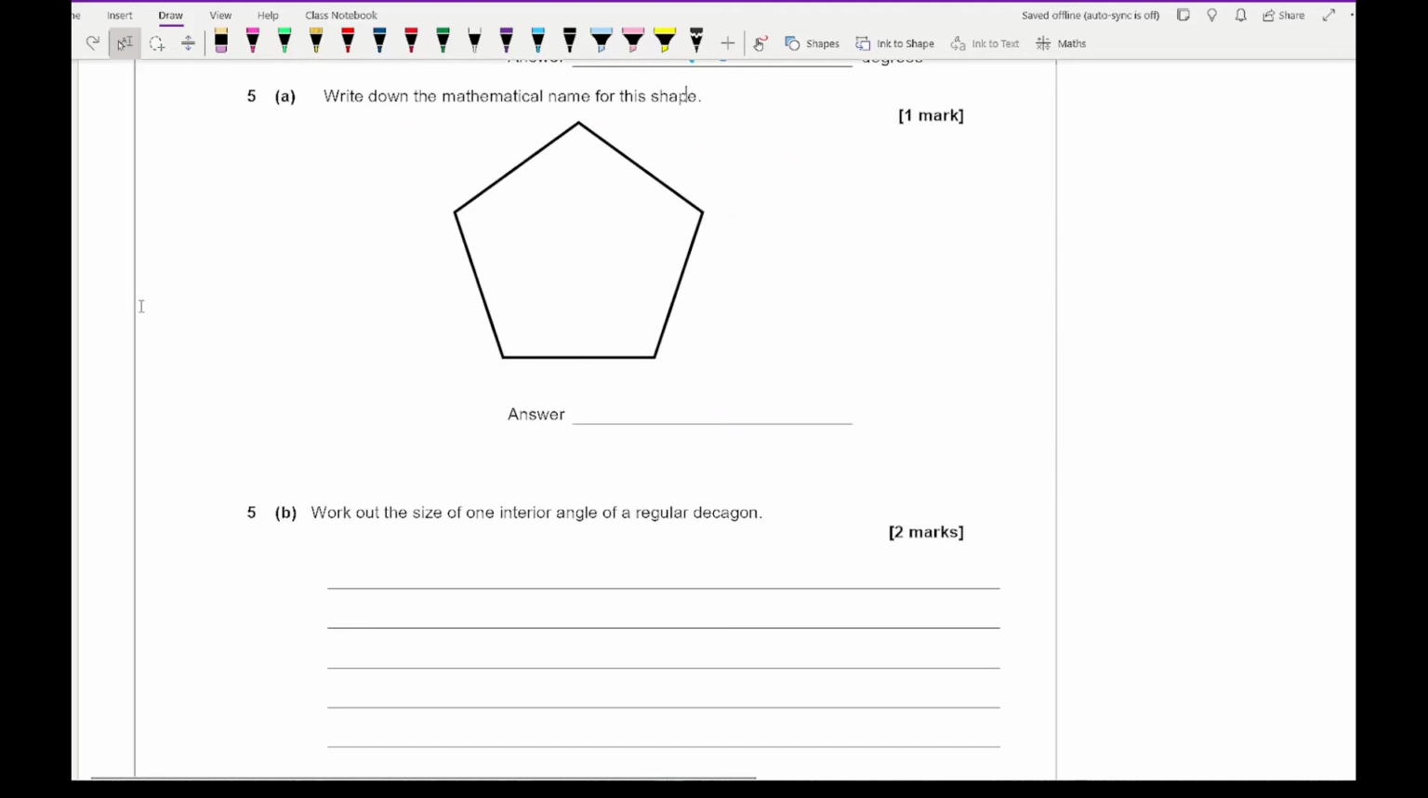Question 5 then says write down the mathematical name of this shape, and it's got 5 sides, so it is going to be a pentagon. There we go. And then question 5b says work out the size of one interior angle of a regular decagon. Now a decagon has got 10 sides.